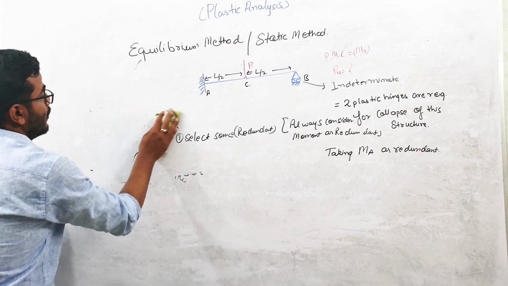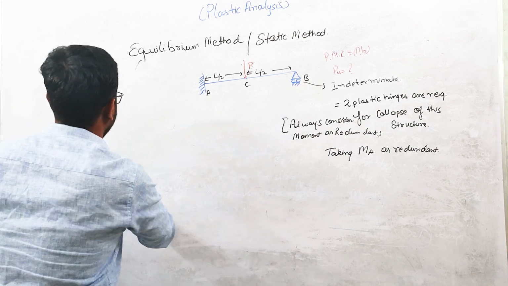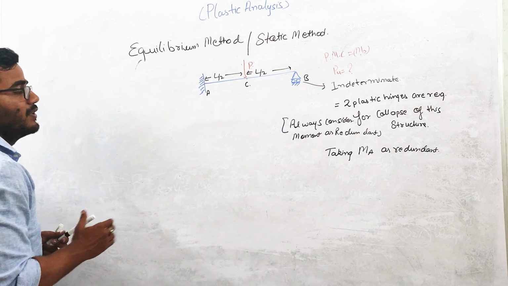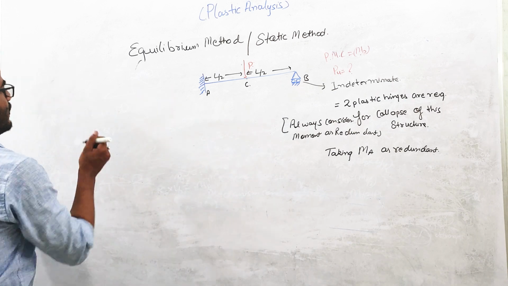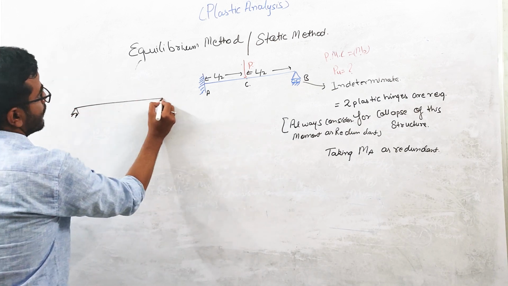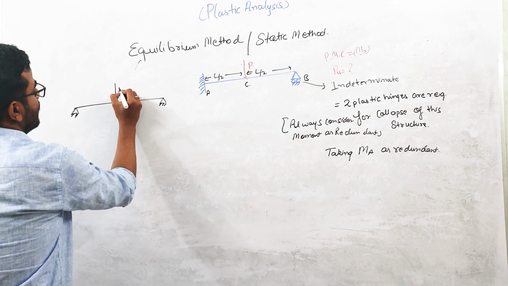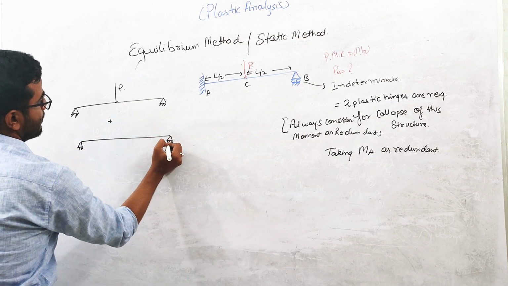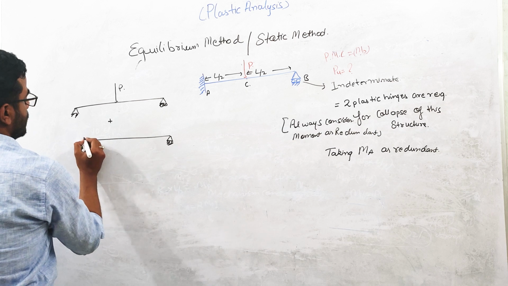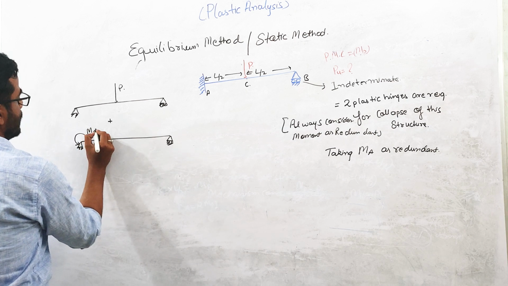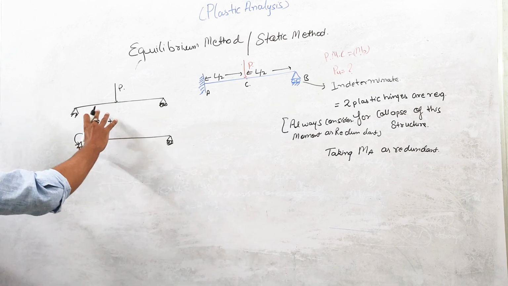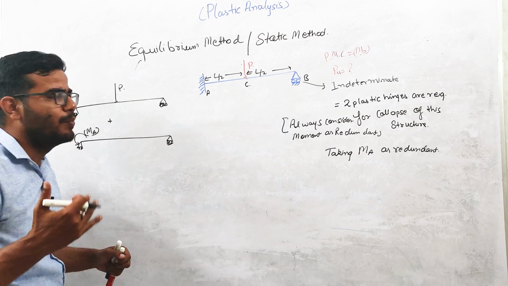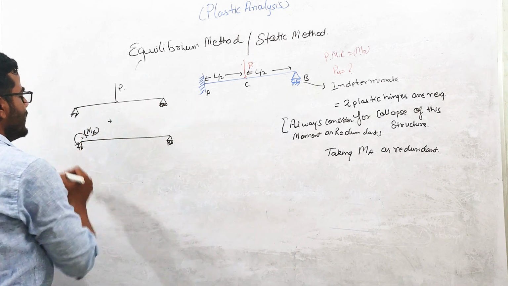Now, if you are taking MA as the redundant, first we will draw the free bending moment diagram without considering the redundant. So this structure will divide into two parts. One will look like this, plus the other will look like this. The effect of these two structures will be the same as this structure. Now we will write the equilibrium equation in terms of moment. That's why we are taking moment as the redundant.